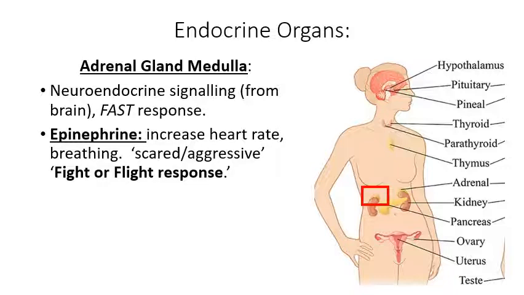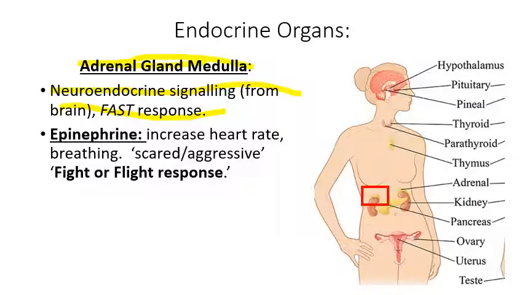All right, the adrenal gland medulla secretes hormones quickly because the signal comes directly. It's an example of neuroendocrine signaling directly from the brain. The response is very fast. So if you get scared by something, your body will be prepared for fight or flight.